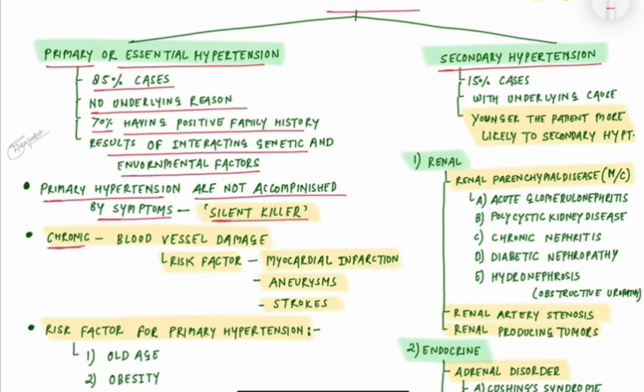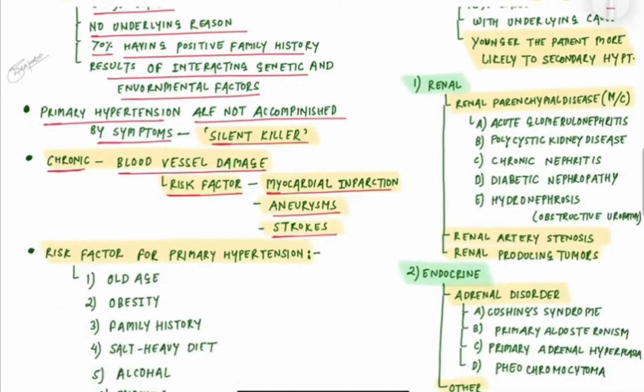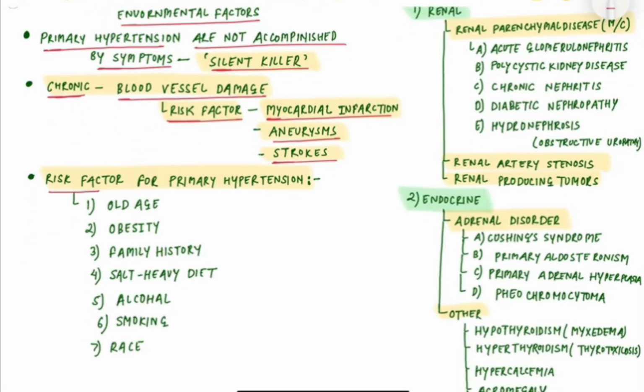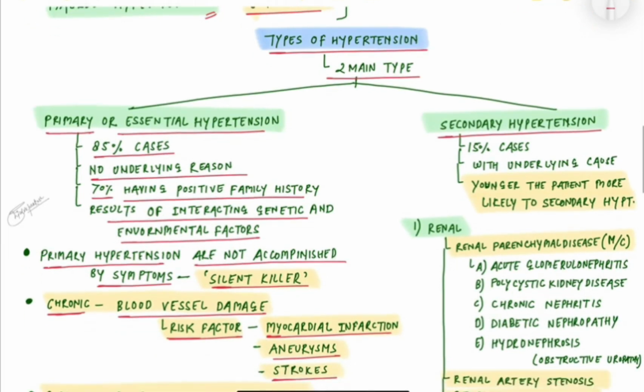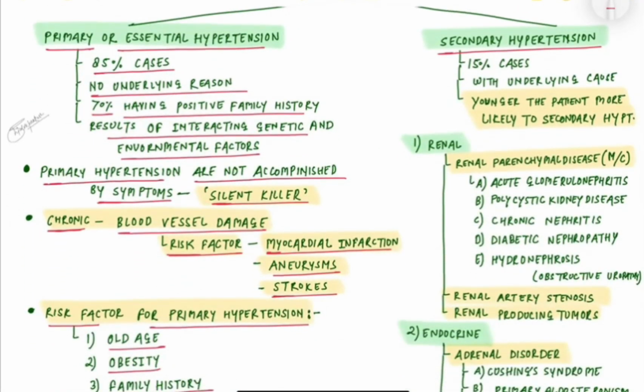In the chronic period, it damages the blood vessels, which is a risk factor for myocardial infarction, aneurysm and strokes. Risk factors for primary hypertension: old age, obesity, family history, salt heavy diet, alcohol, smoking, and race. Secondary hypertension is 15% of total cases, with an underlying cause; the younger the patient, the more likely it is secondary hypertension.